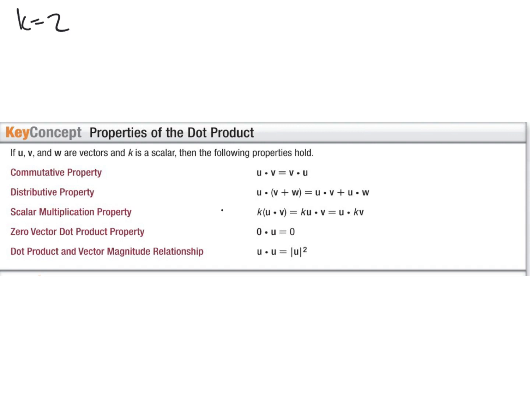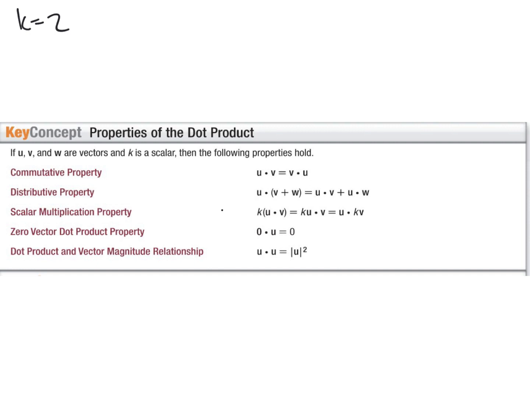Scalar multiplication means that you can multiply any k value, I wrote example 2, times the dot product of u and v. That's the same thing as saying that scalar times u dot product v, or u dot product k times v.